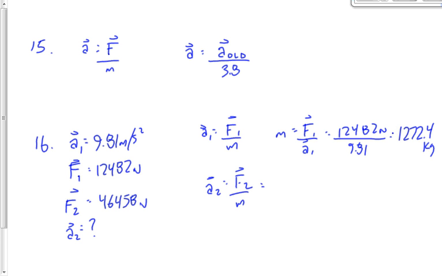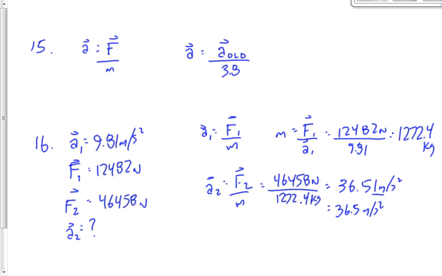The force is now 46,458 newtons, but the mass is still the mass, 1,272.4 kilograms. And what do we get for the acceleration for that one? 36.51 meters per second squared. We're going to round that to 3 digits, or 36.5 meters per second squared. Now, you should expect a higher acceleration, right? We made our force bigger. Bigger forces mean bigger acceleration.